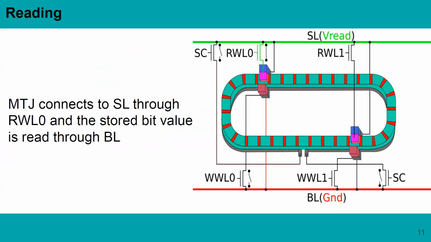Let's see how a read operation is performed in header 0, that is the header at the top left of the racetrack. To read the domain under header 0, the source line SL and bit line BL are connected to 1 and 0 respectively, and the MTJ connects to SL through the read wordline transistor. In this way, the stored value is read through the bitmap.